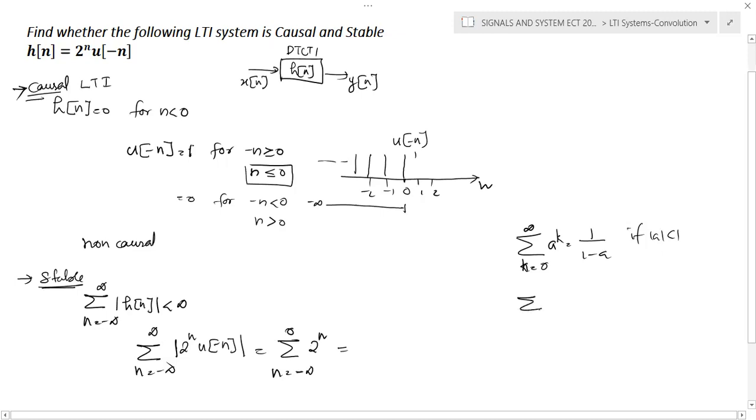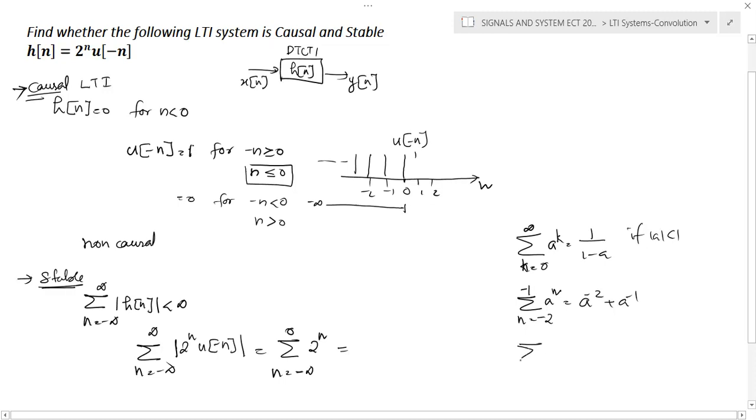For example, I'll give you a simple example. If n is from minus 2 to minus 1, a raised to n. If you expand this expression, you will get a raised to minus 2 plus a raised to minus 1, because n is ranging from minus 2 to minus 1.